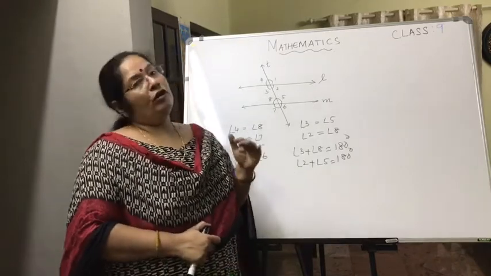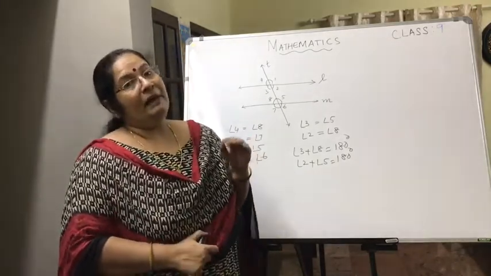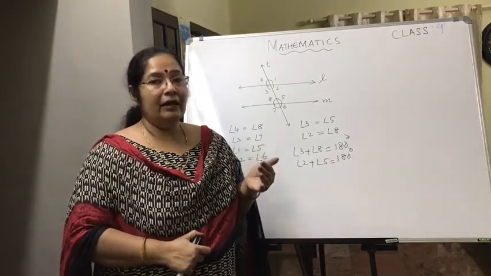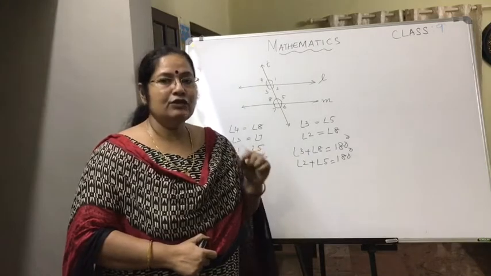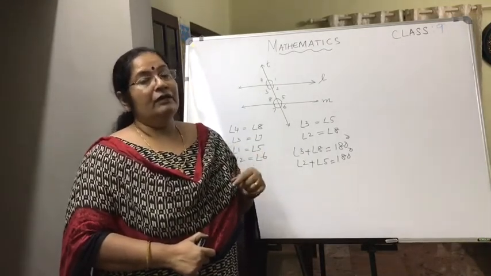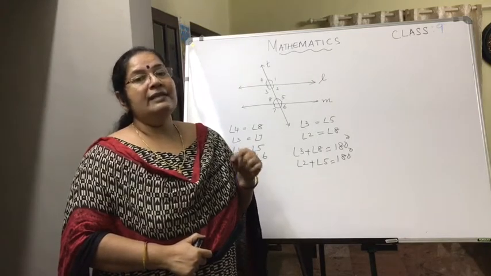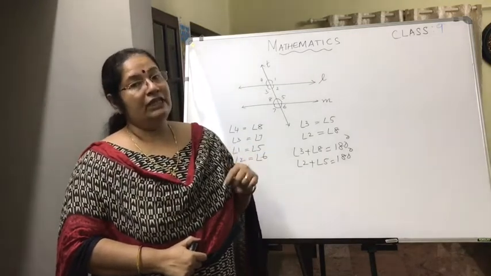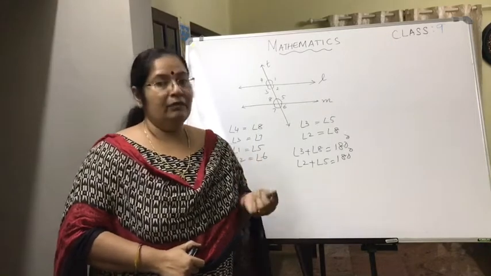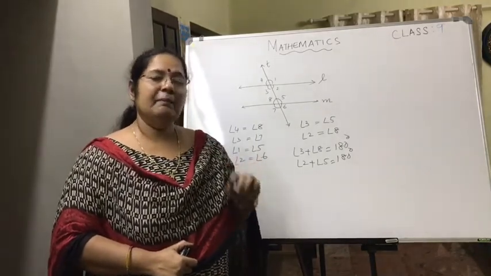Then theorem on alternate angles, when two parallel lines are intersected by a transversal, then the pair of alternate interior angles so formed are equal. Converse, if two lines are intersected by a transversal in such a way that the pair of alternate interior angles are equal, then the lines are parallel.